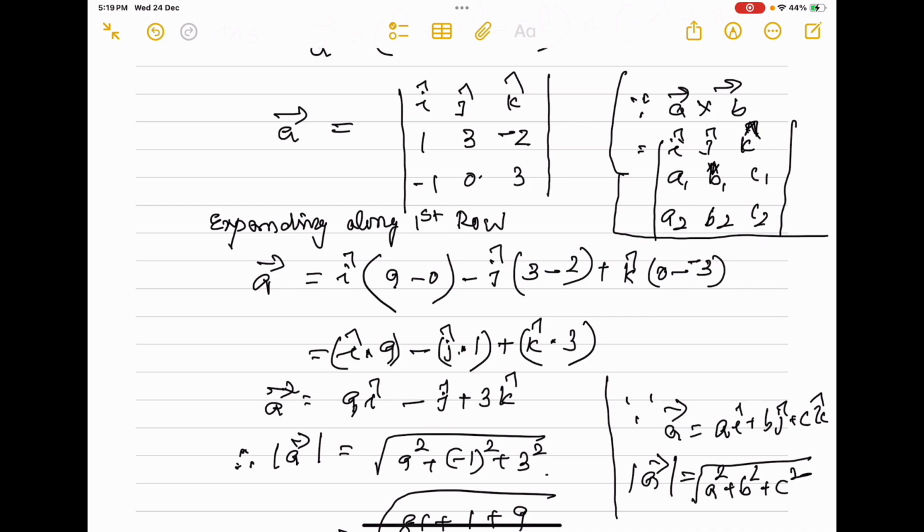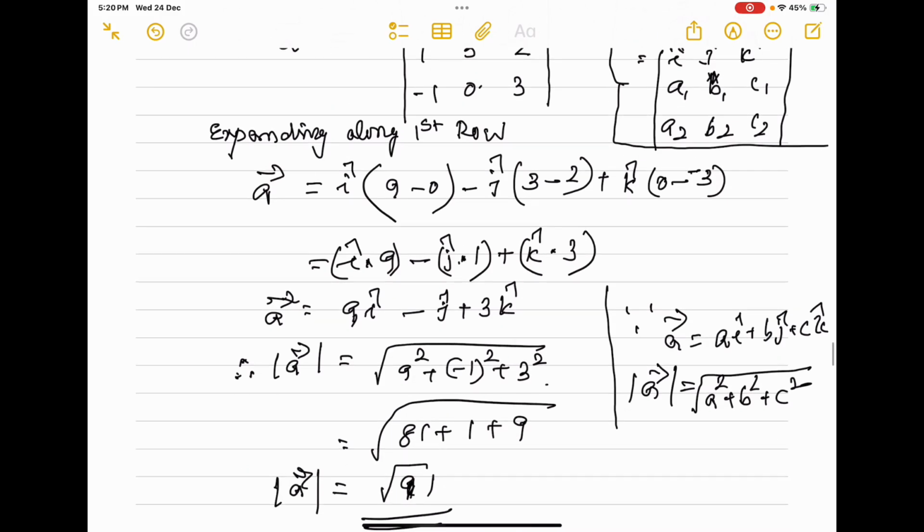Then we want to find the modulus of this vector. Mod vector A equal to the root of the sum of the squares of the coefficients of i cap, j cap, k cap. As a formula, vector A equal to a i cap plus b j cap plus c k cap, mod vector A equal to root of a square plus b square plus c square. So here root of 9 square plus negative 1 square plus 3 square. That's equal to root of 81 plus 1 plus 9. That is equal to root of 91.